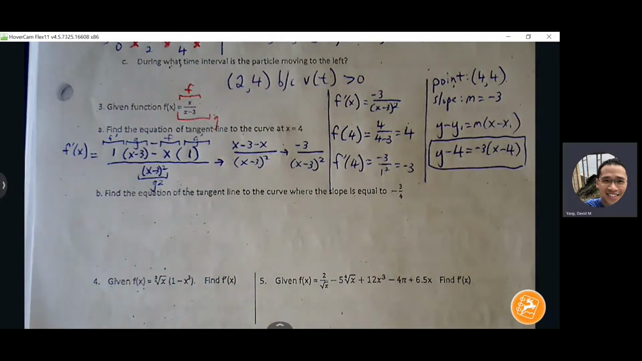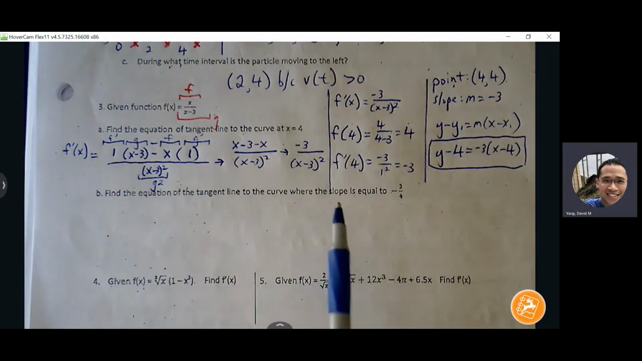Okay, any questions with part A? Okay, part B, find the equation of the tangent line to the curve where the slope is equal to -3/4. We're using the same function, we're using the same derivative, but a different process to get to our answer.